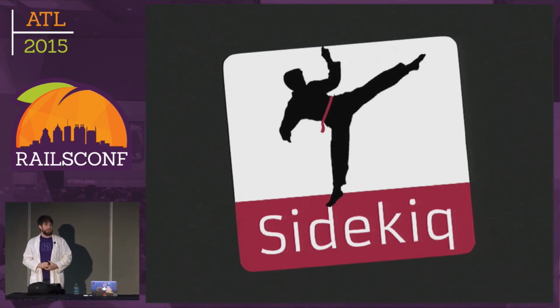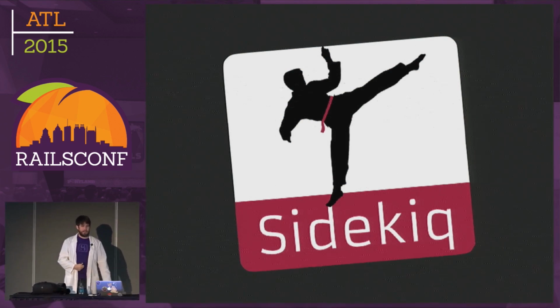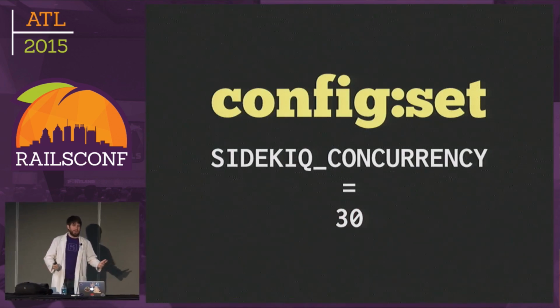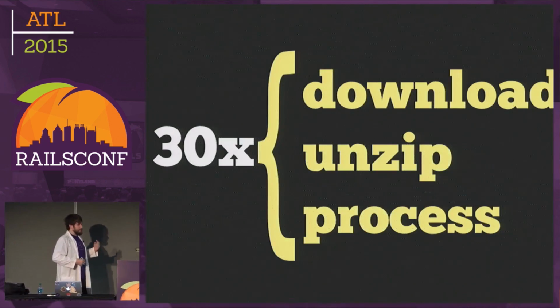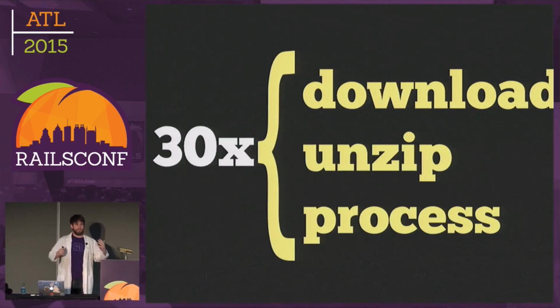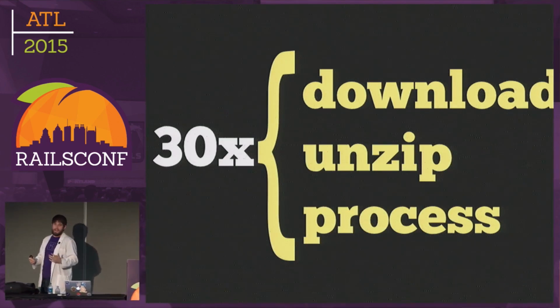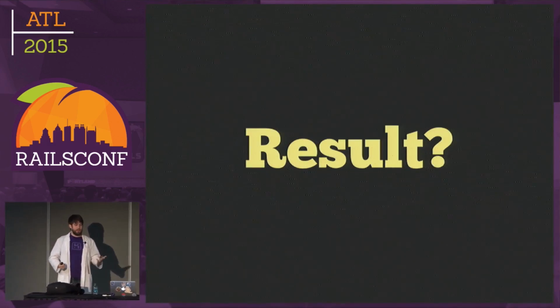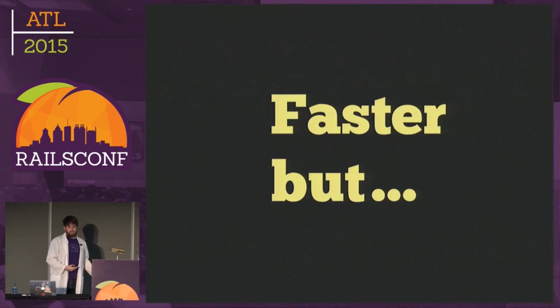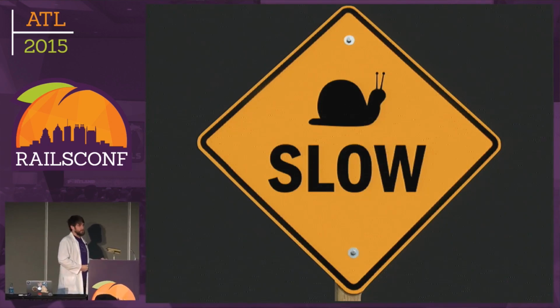The first thing I did with this, I was like, oh, I have this huge box. I'm going to set Sidekiq concurrency to something huge, like 30. At the same time, we're going to be downloading, unzipping, and processing with 30 threads, all at the same time. And when we did this, it was definitely faster than just doing it sequentially, but it was still pretty slow.